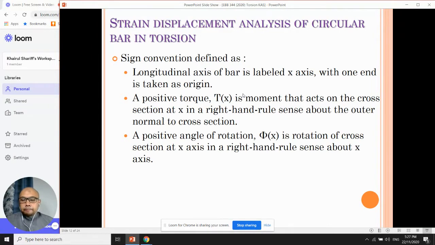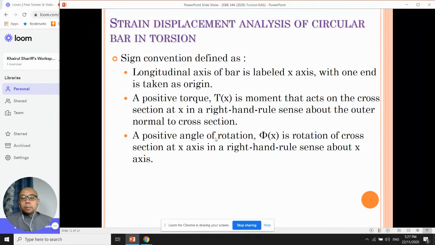In torsion, we have something we call a positive torque. What is the positive torque, and what is the positive angle of rotation? For positive torque, it is the moment that acts on the cross section in the right hand rule sense about the outer normal to the cross section. What is the positive angle of rotation? It is the rotation of the cross section about the x-axis in the right hand rule sense. This is the positive torque, and the other is the positive angle of rotation.